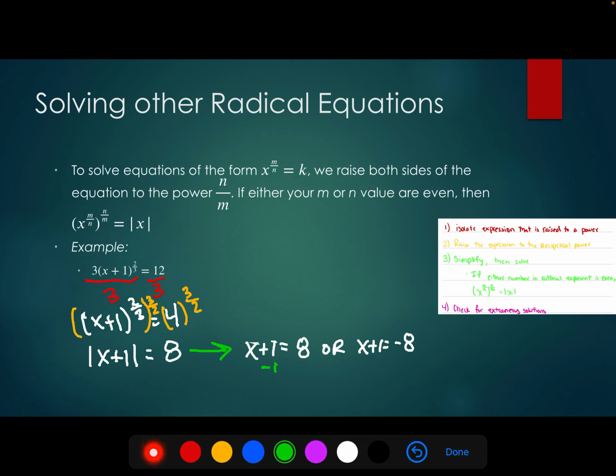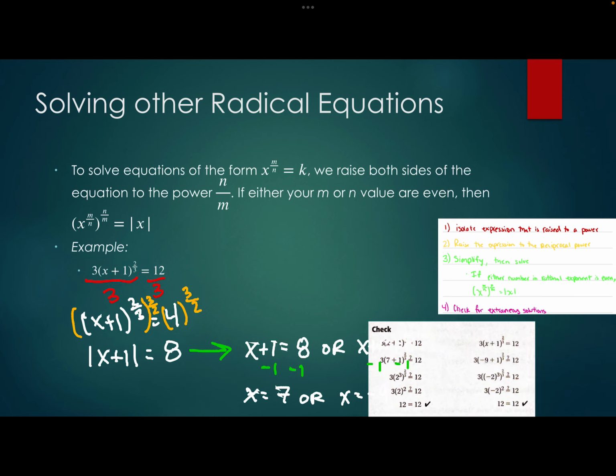So we go ahead and solve these, and we get that x is equal to 7, or that x is equal to negative 9. So now we have two solutions, but remember, we have to check for extraneous solutions, because if we plug them back in for x in our original equation, one of these might make a statement that's not true. So let's go ahead and do that check.